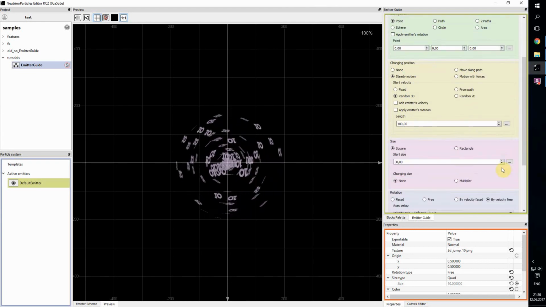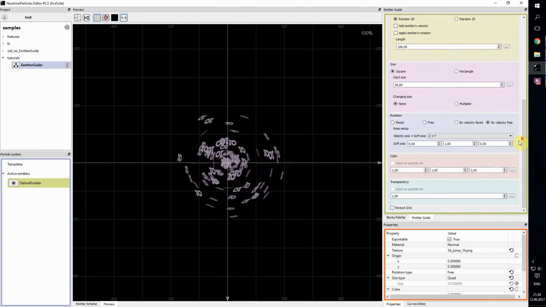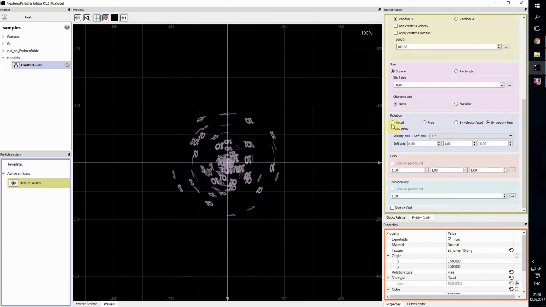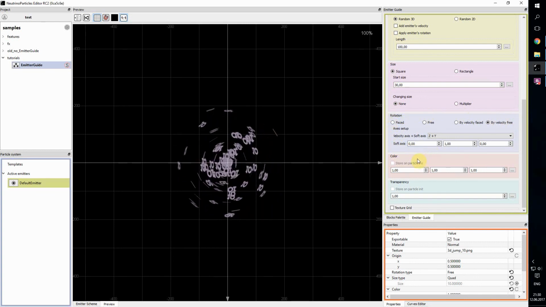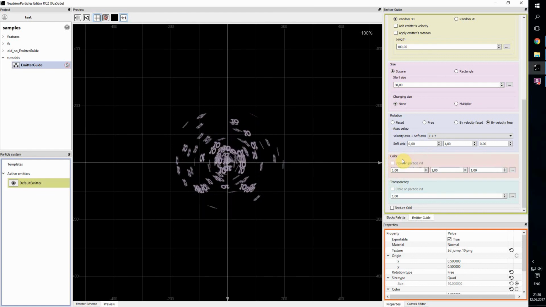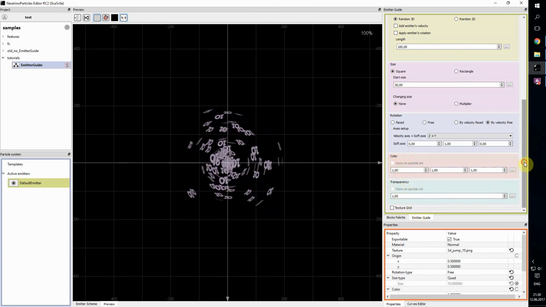So that's it for this tutorial. You saw how the rotation section works in the emitter guide. Next sections will be color, transparency, and texture grid. So thank you. Bye.